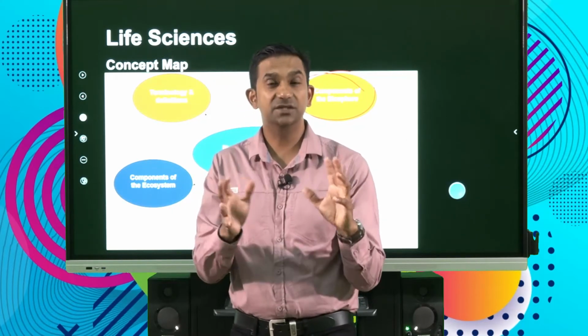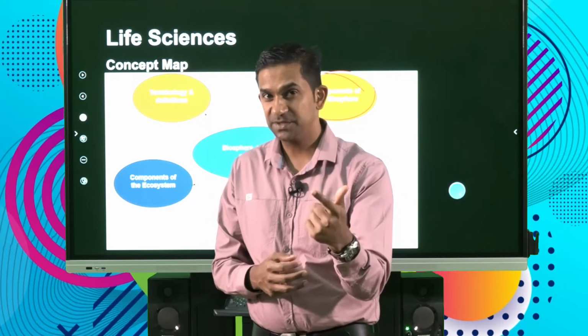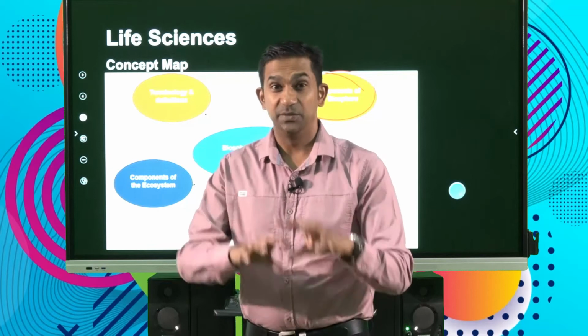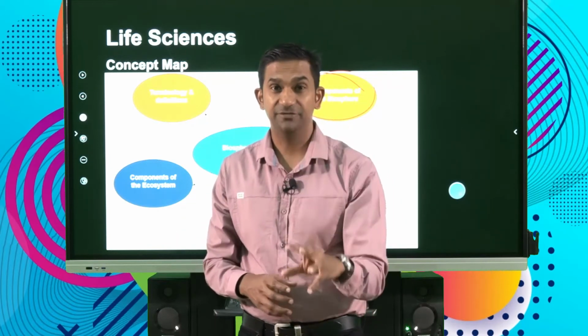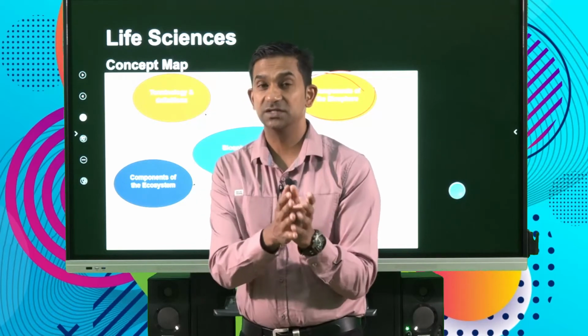So guys, we've looked at the components of the biosphere, which were the three components: the lithosphere, atmosphere, and the hydrosphere, and we've unpacked what a biosphere is made up of, right down to the simple organism that we refer to as individuals in a population.